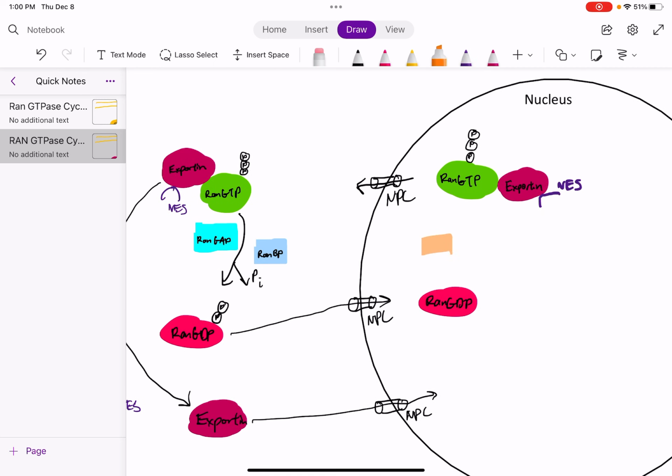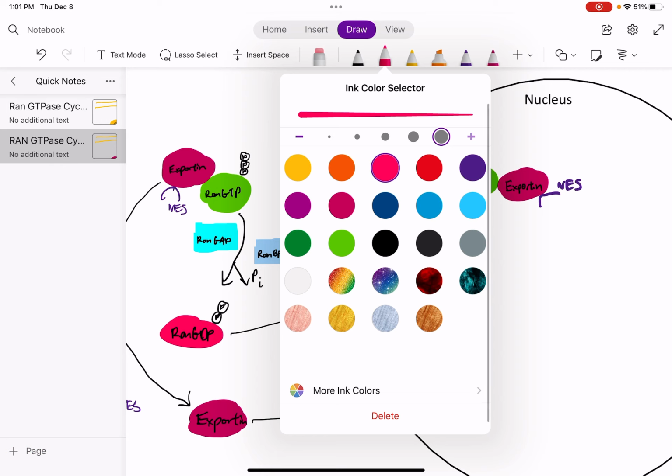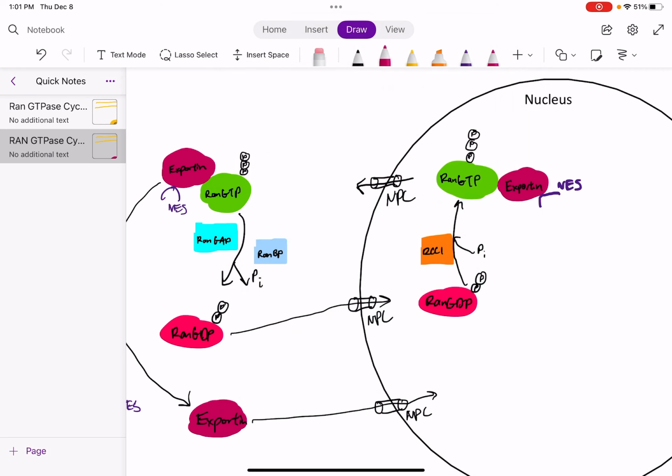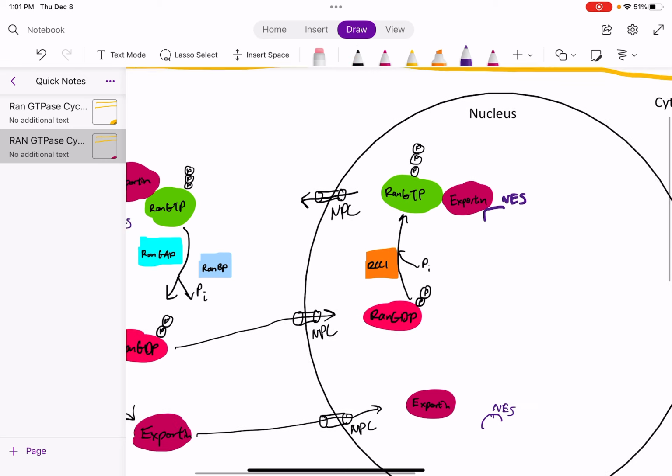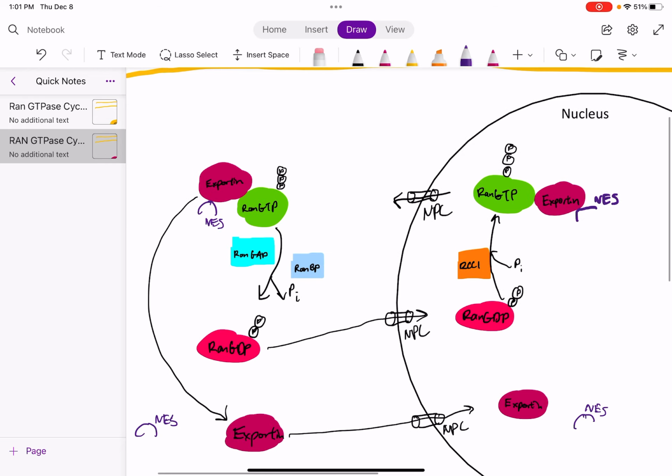But RAN-GDP also gets acted on by RCC1, and this is how it turns back into RAN-GTP. And exportin is also back in the nucleus, and it can bind to another NES on a target protein that wants to leave the nucleus.